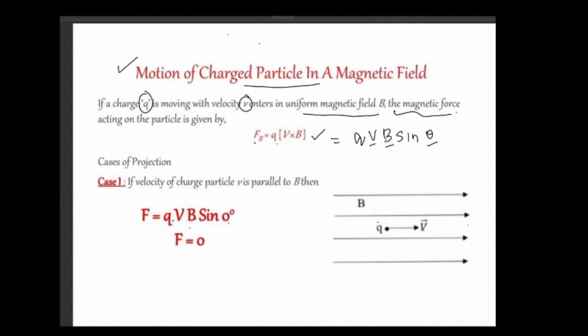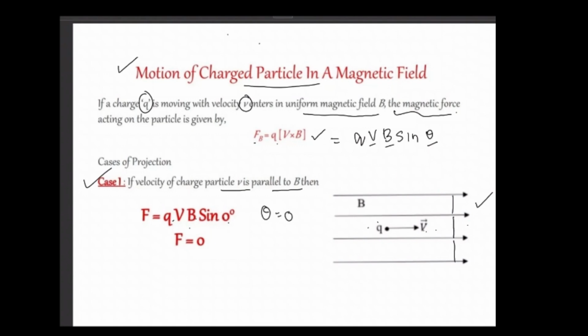Here, in this section, we are going to discuss three different cases of the motion of charged particles in a magnetic field. The first case is when the velocity of the charged particle is parallel to the magnetic field. As shown in the figure, the field is uniform. You can see equal separation between the field lines and the charge is moving parallel, that means in the same direction as the magnetic field. So if they are parallel, the value of theta will be 0.